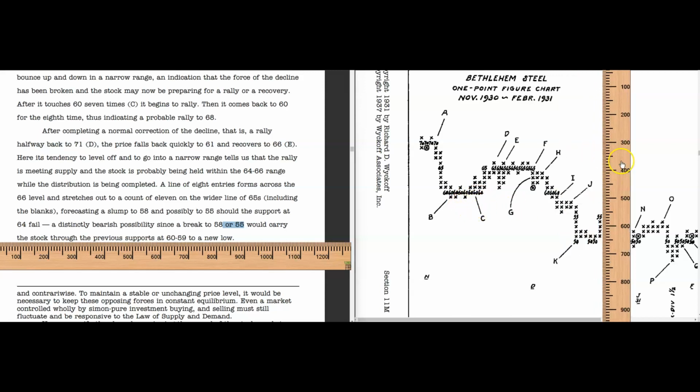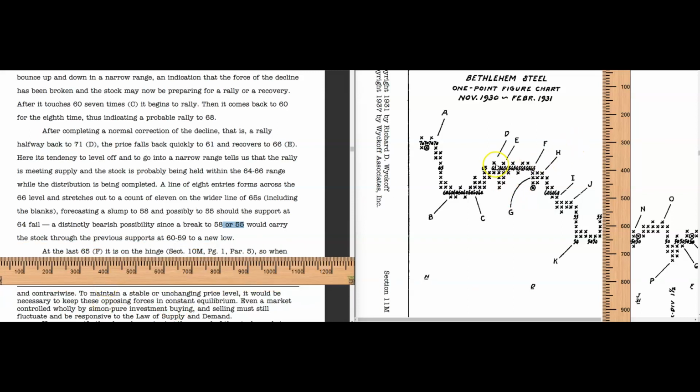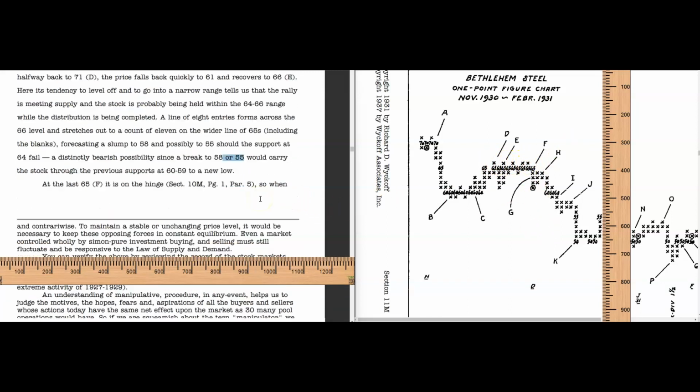So what I am trying to explain here is that the count across the resistance here at 66 and 65 is projecting a new low below 59, which was the prior low. You dig it? All right, that's all. It's really not that hard. If you can count, you can project. All right, all right.